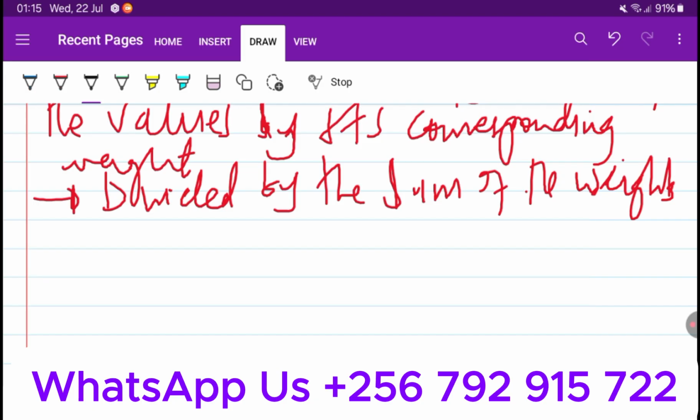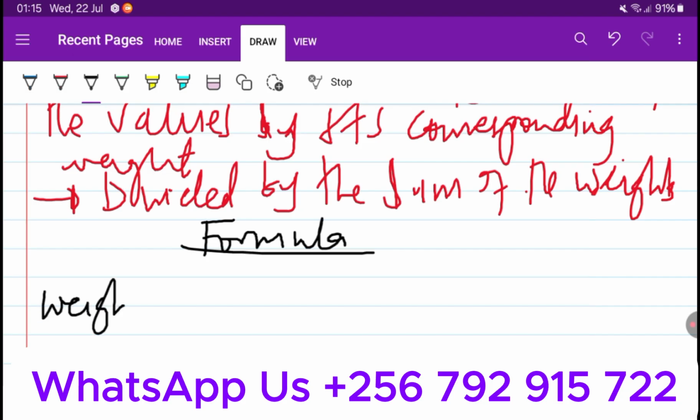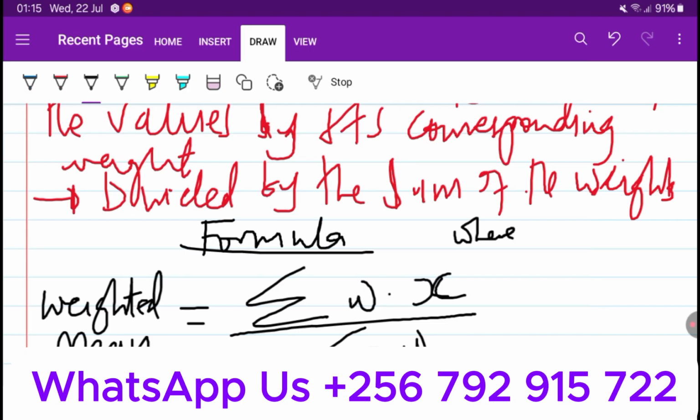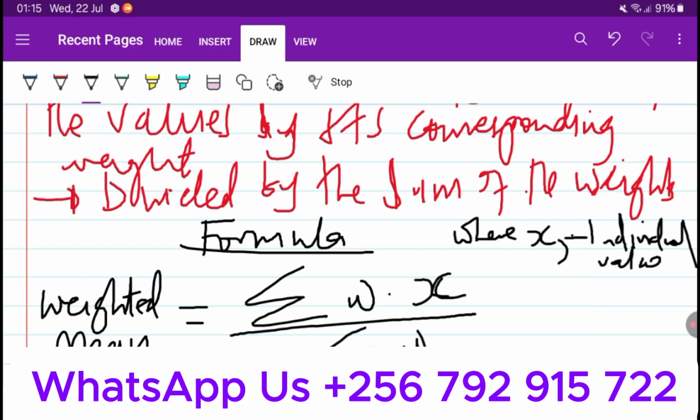So we've said the formula for the weighted mean is equal to the summation of the weights times the x values, over the summation of W for the weights, where x is the individual values, and then the W represents the weights, the individual weights.